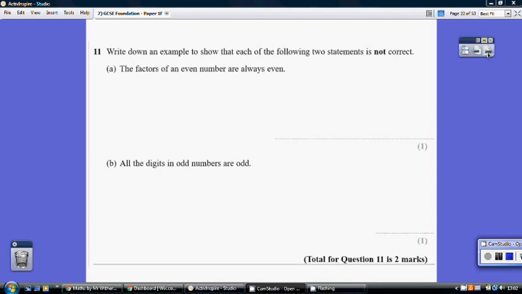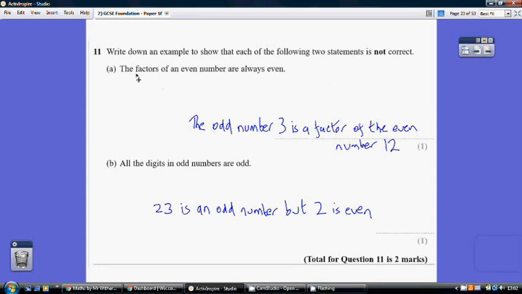Question 11. So for part A, write: the factors of an even number are always even. So we need to show an example to show this is not correct. Well, for example, the odd number 3 is a factor of the even number 12. 12's even, 3 is one of its factors, but 3's odd.